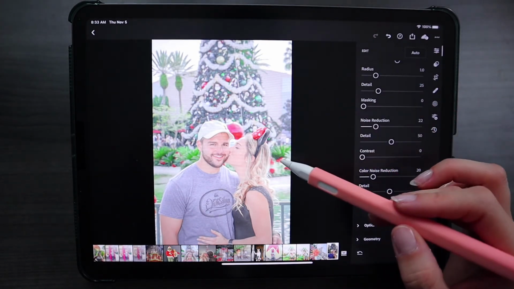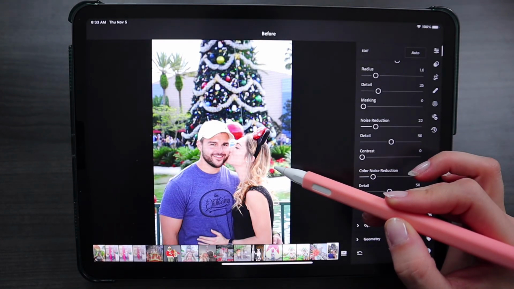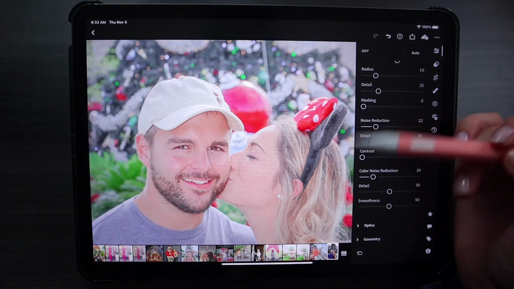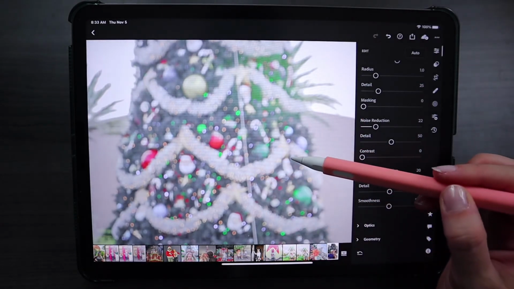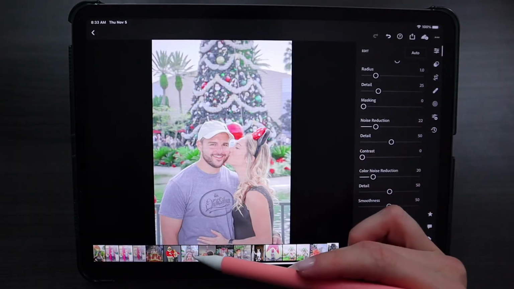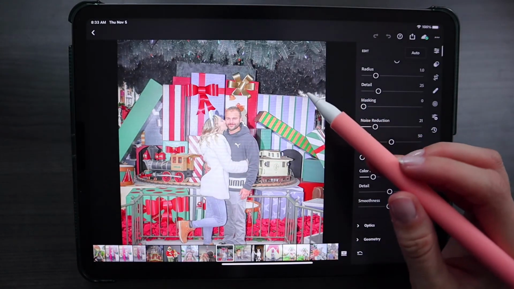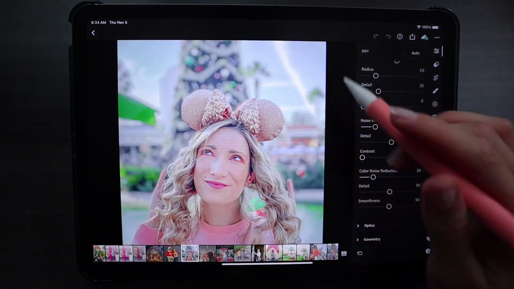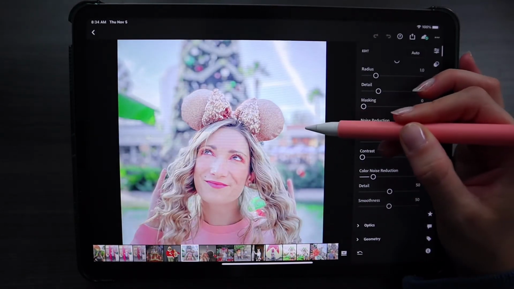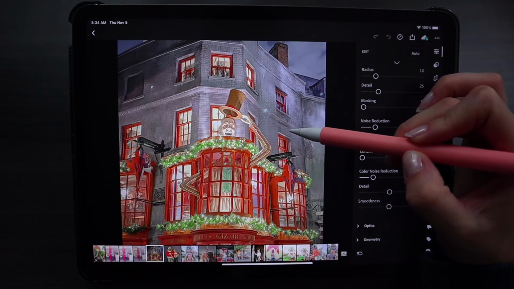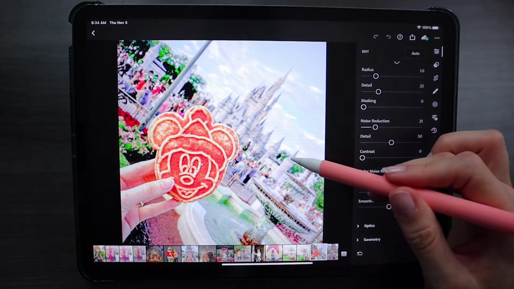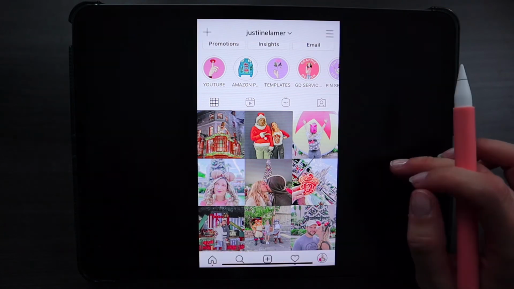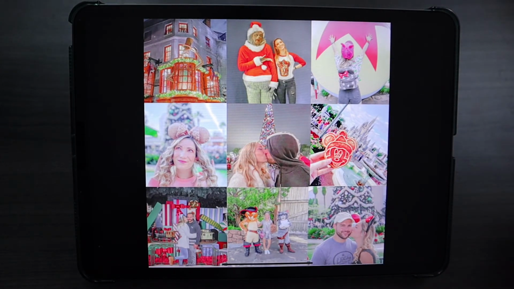Alright guys, this is the final product. So this is the before and that is the after. Before, after. Got the Christmas tree. The other pictures I used to make the preset, that's the before, that's the after. And we have another one over here, that is a picture of me. We also have this one. And so that is how it would look like on your feed with the preset we just made.